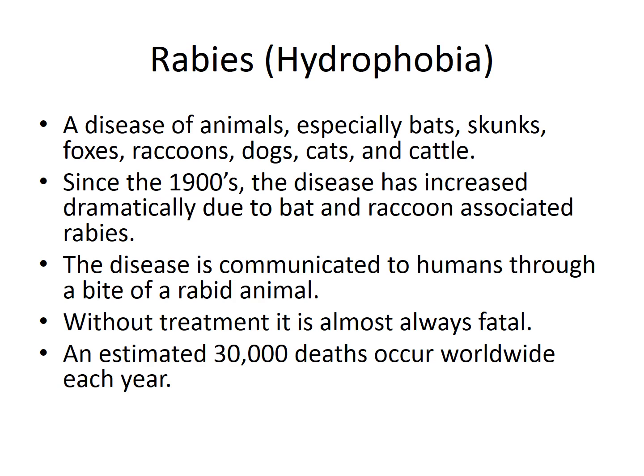Primarily, you're going to see bats and raccoons are going to be our primary carriers. Since the 1900s, the disease has increased dramatically due to bat and raccoon-associated rabies. The disease is communicated to humans through the bite of a rabid animal, and without treatment, it's always fatal. An estimated 30,000 deaths occur worldwide each year, which is just crazy to think that many people would die of rabies, because actually they die a really horrible death. But in the United States, we don't really have the issue of rabies, because, once again, of our public health system.